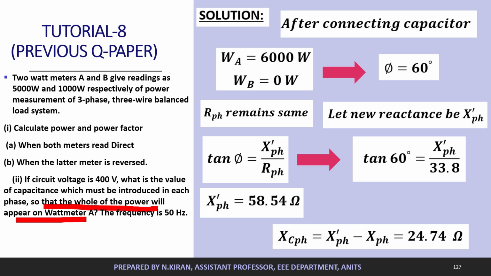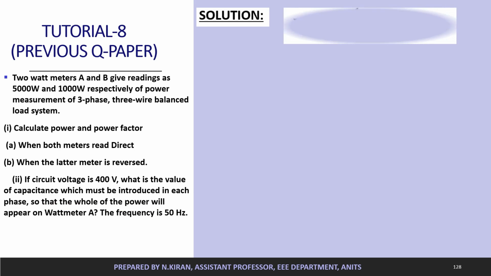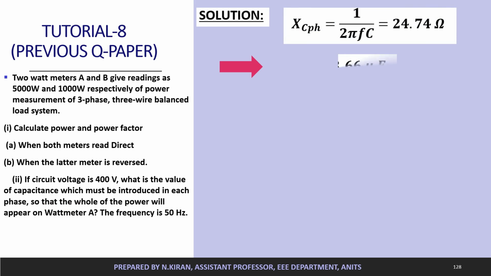So therefore, if I subtract the old reactance value from the new value, it will give me the reactance of the capacitor that we have introduced in each phase, and in this case it is 24.74 ohms. From that, the capacitor value that we have included can be calculated and obtained in this case to be 128.66 microfarads.